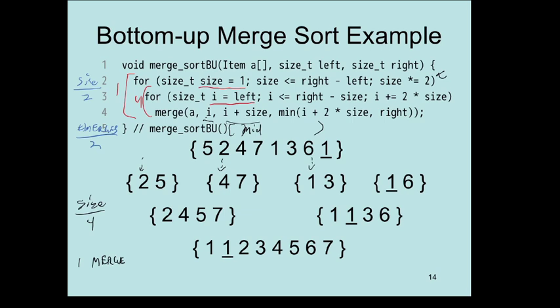So the code is a bit complicated here. It works. I've tested it extensively, but I don't expect you to know why exactly it's min of I plus 2 times size and right, etc. That's basically there to deal with Jacob's question of regions that aren't exactly powers of 2.